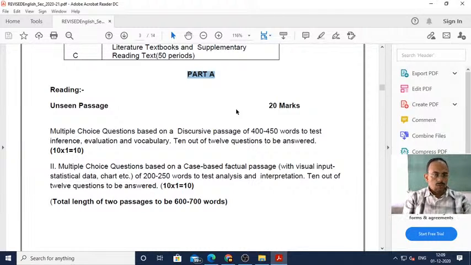Understood? And part B will comprise subjective questions. Subjective questions means questions whose marks start from 2 till 5, or 6 according to your subject. In the context of English, part B will consist of questions with 2 marks up to 5 marks, and part A will be all MCQ and objective type questions. So this is how the question paper has been divided into two parts, part A and part B.